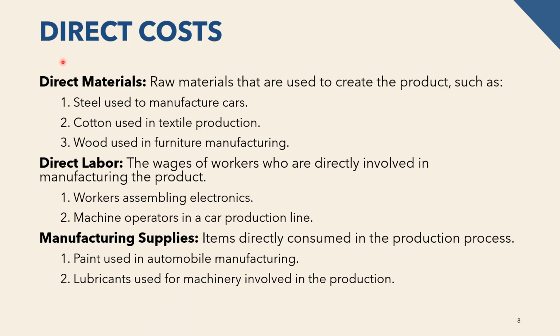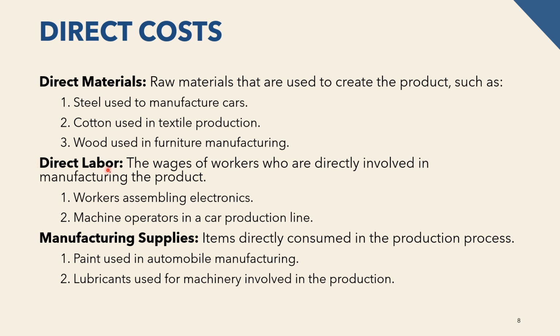Now let's talk about direct cost. Direct costs include direct materials, direct labor, and manufacturing supplies. Direct materials are raw materials that are used to create the product, such as steel used to manufacture cars, cotton used in textile production, and wood used in furniture manufacturing.